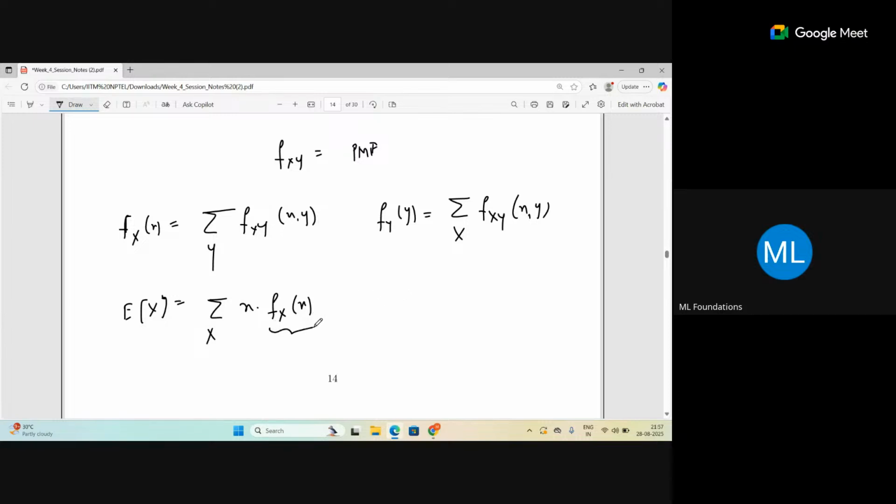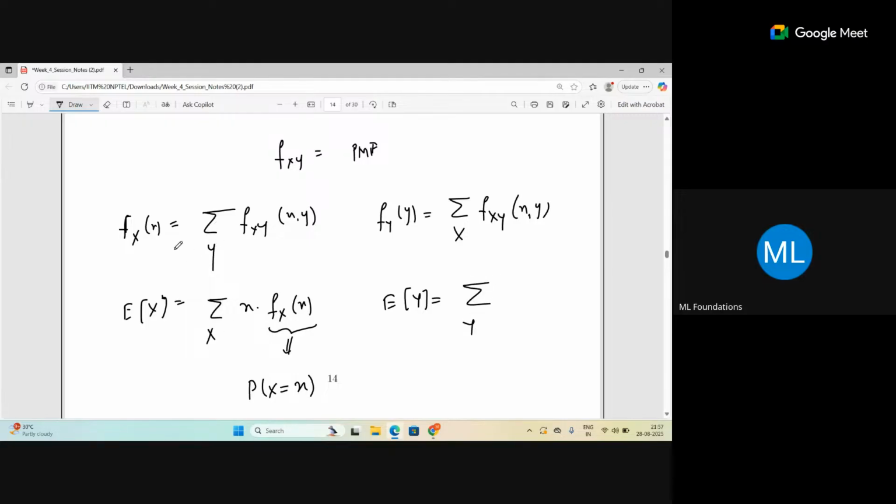So when I say f_X(x), what is it? It is a PMF, the probability that X equals x. In this case, it is nothing but the probability that the random variable takes the value x. Similarly, the expectation of Y is a summation over the range of y.